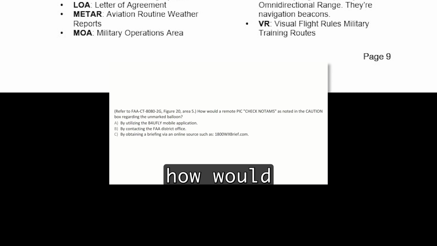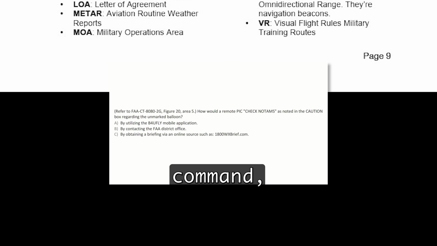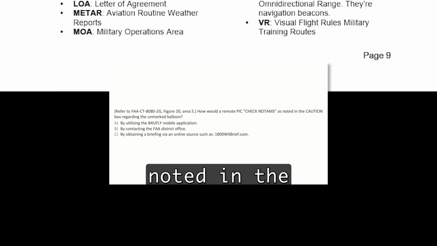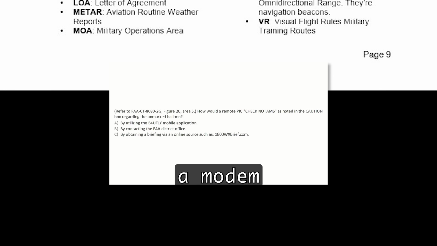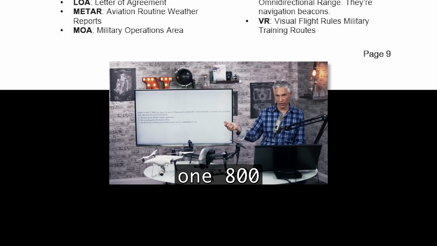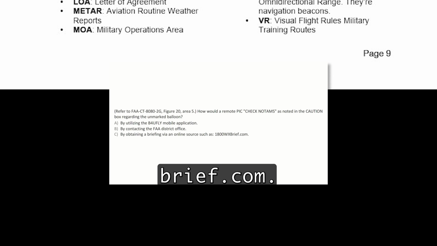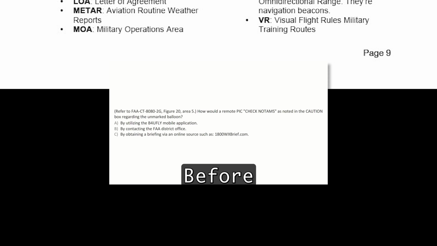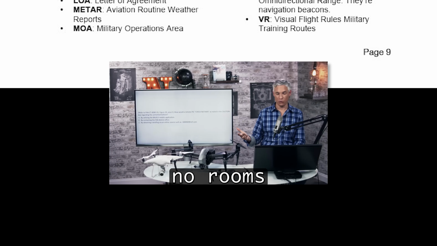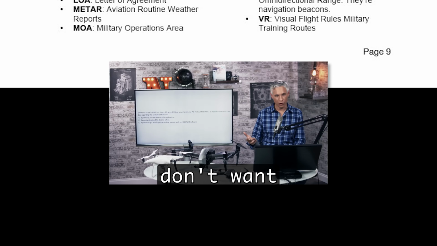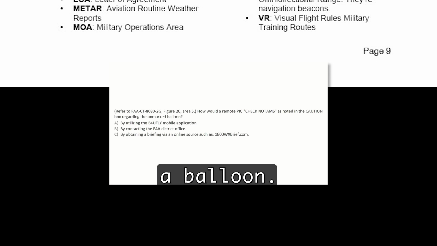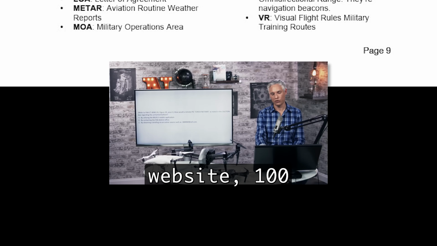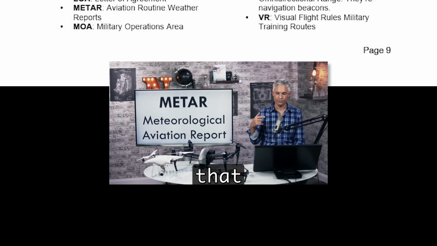NOTAMs are going to be the answers to lots of questions about timely stuff, emergency stuff. Here's a question: how would a remote pilot in command check NOTAMs as noted in the caution box regarding an unmarked balloon? If you need to check a NOTAM, where you need to go is 1-800-WXBrief.com. B4UFly is an FAA app, and it's useful, but for some reason it doesn't have NOTAMs in it yet anyway, and they don't want you contacting their district office to find out information about a balloon. So just go to this website, 1800WXBrief.com, and remember that.